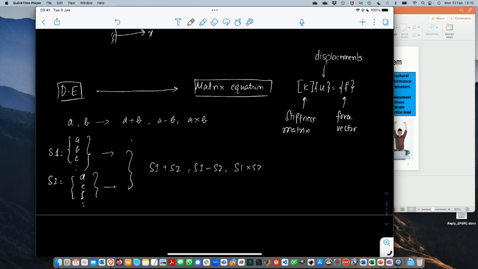But in general, this is nothing but what we call a degree of freedom, or an unknown. It can be any unknown. In solid mechanics, this is our displacement. If you go into fluid mechanics, it will be your velocity and pressure. If you want to do a heat transfer or thermal problem, it can be your temperatures. Or if you want to do an electromagnetic problem, it's your electric field and so on.